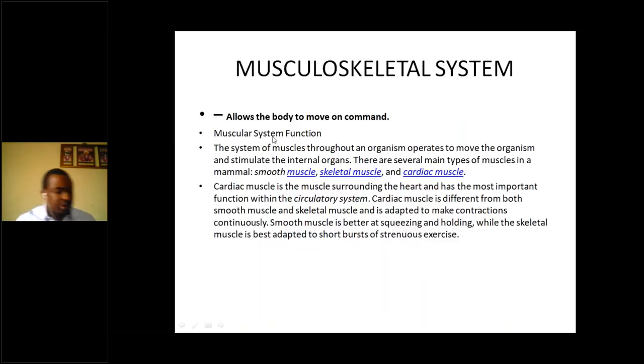So let's look at another important system, the musculoskeletal system. These allow the body to move on command. The muscular system functions as a system that allows the body to move and also provides the structure for the body. Okay, so it has different types of muscle. We have the smooth muscle, we have the skeletal muscle, and we have the cardiac muscle.